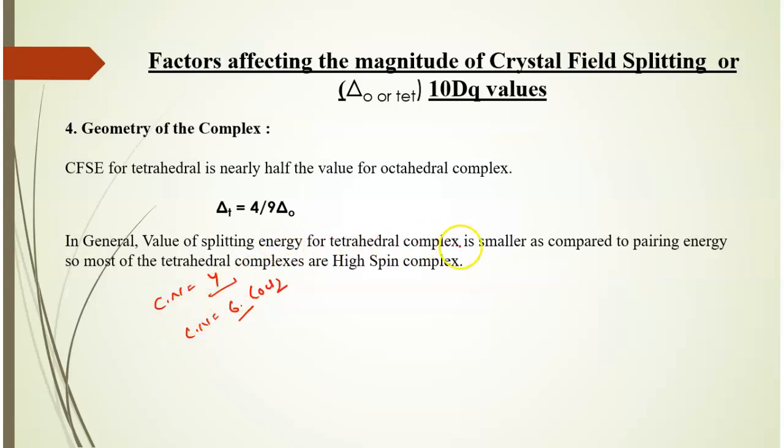And the value of splitting energy for tetrahedral complexes is smaller as compared to pairing energy. That is why the tetrahedral complex is a high spin complex, which I have already told you in the previous slides. So this is all about it. I hope you have understood that well.